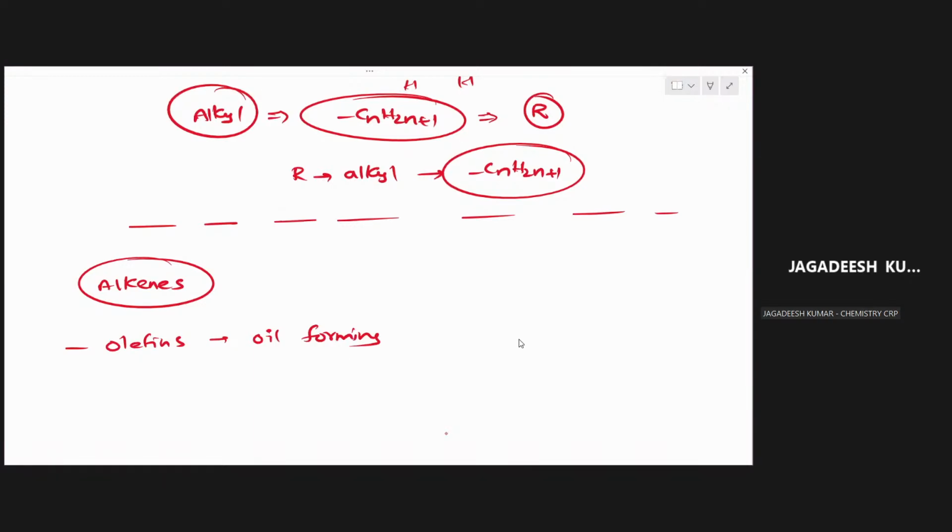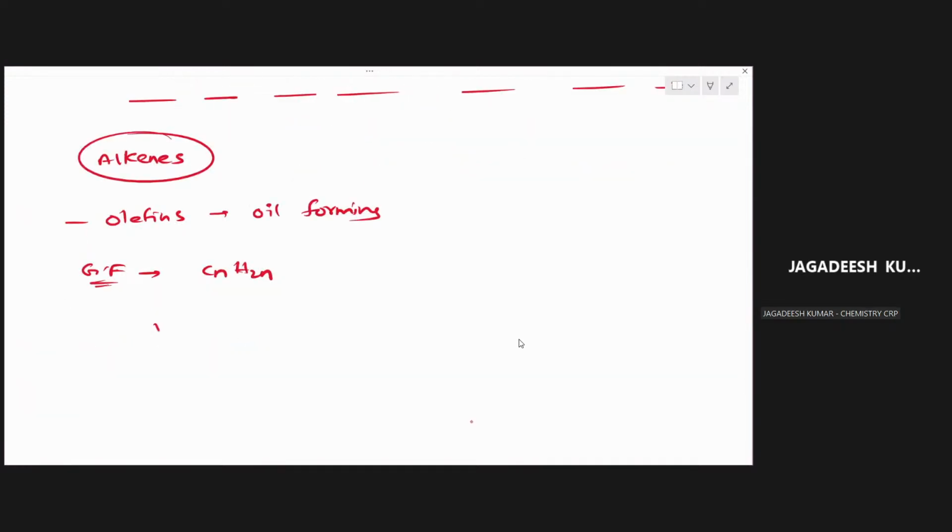So the general formula for alkenes is CnH2n. Here the n value starts from 2, 3, 4. 1 does not exist because alkenes mean a double bond, and the double bond is always present between two carbons. So the compound should have a minimum of two carbons, because between the carbons one double bond is there. That's why the n value started with 2 here.